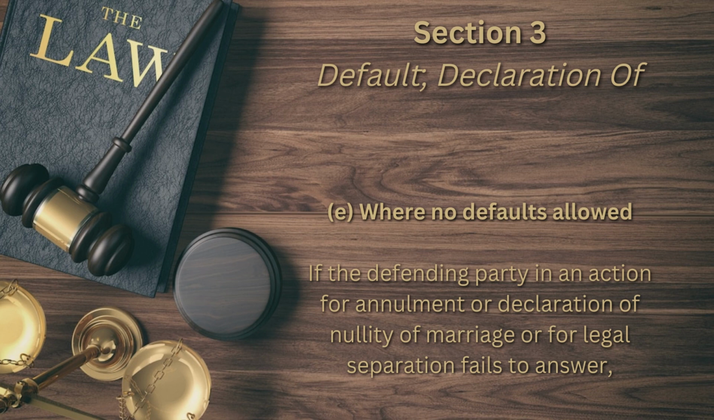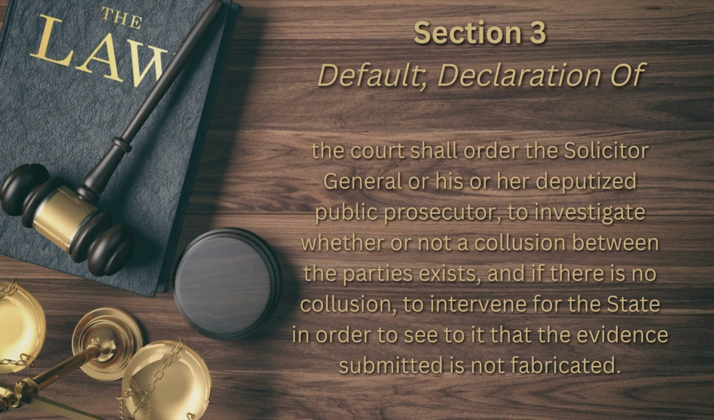Where no defaults allowed. If the defending party in an action for annulment or declaration of nullity of marriage or for legal separation fails to answer, the court shall order the Solicitor General or his or her deputized public prosecutor to investigate whether or not a collusion between the parties exists, and if there is no collusion, to intervene for the state in order to see to it that the evidence submitted is not fabricated.